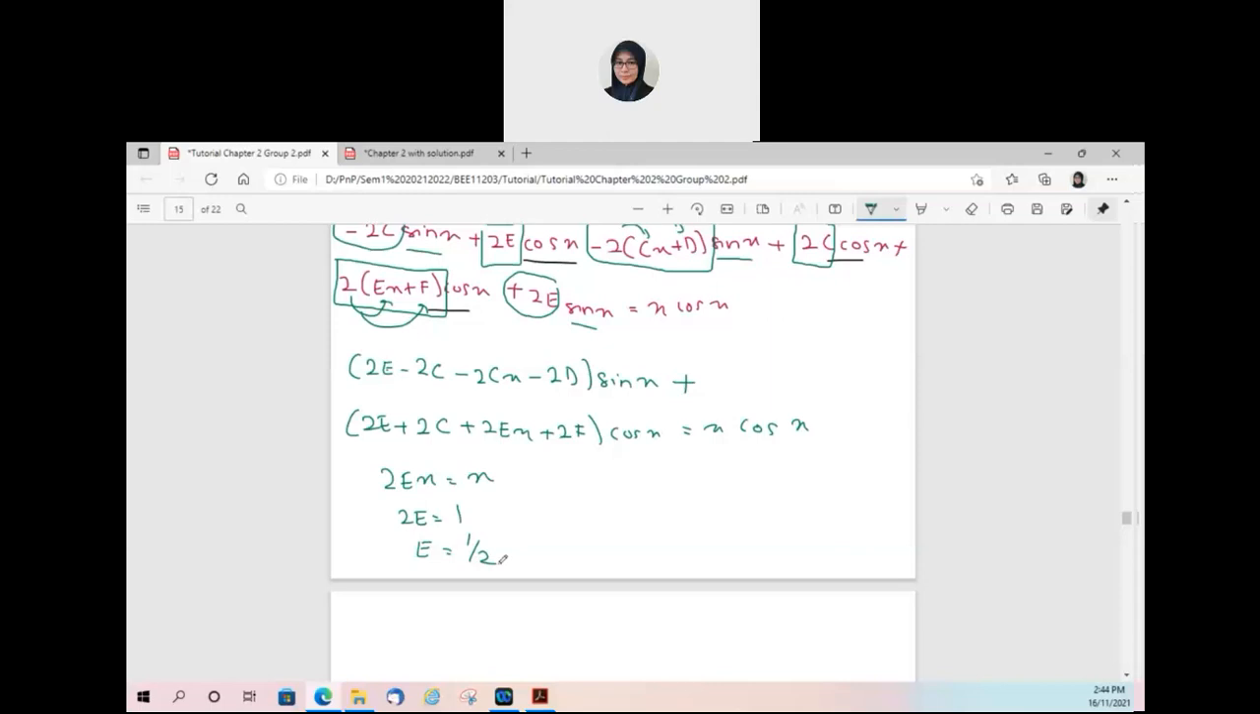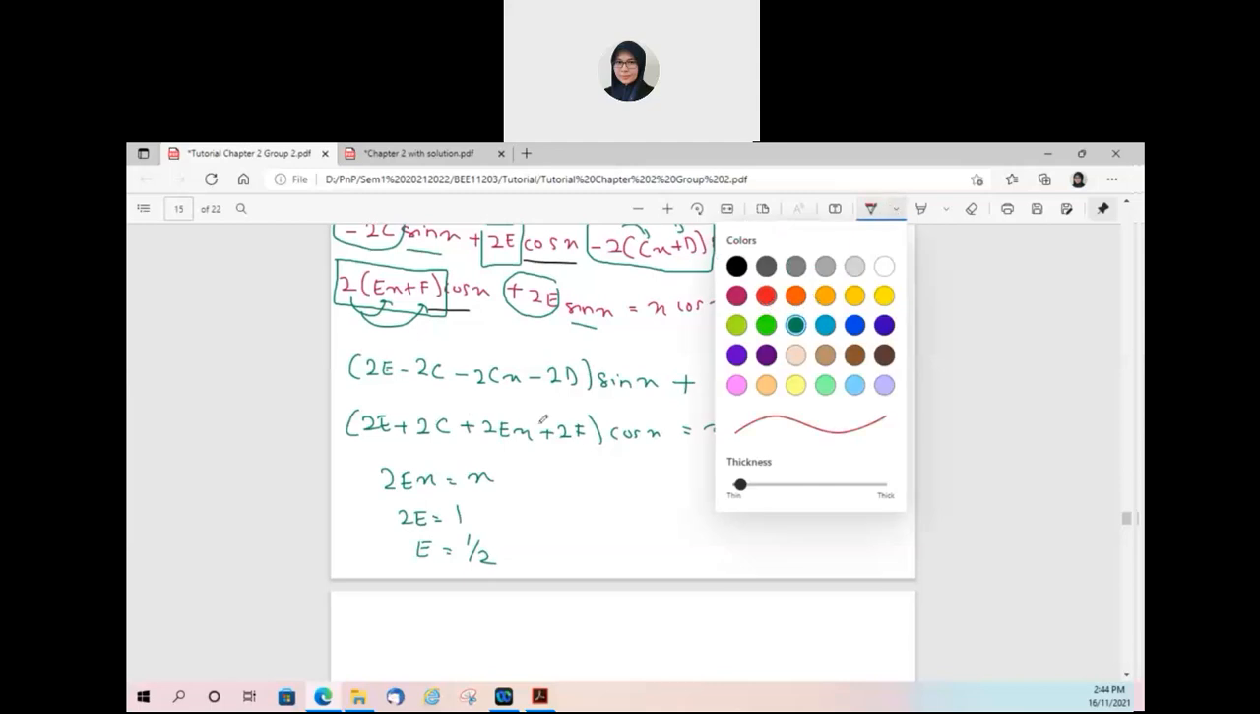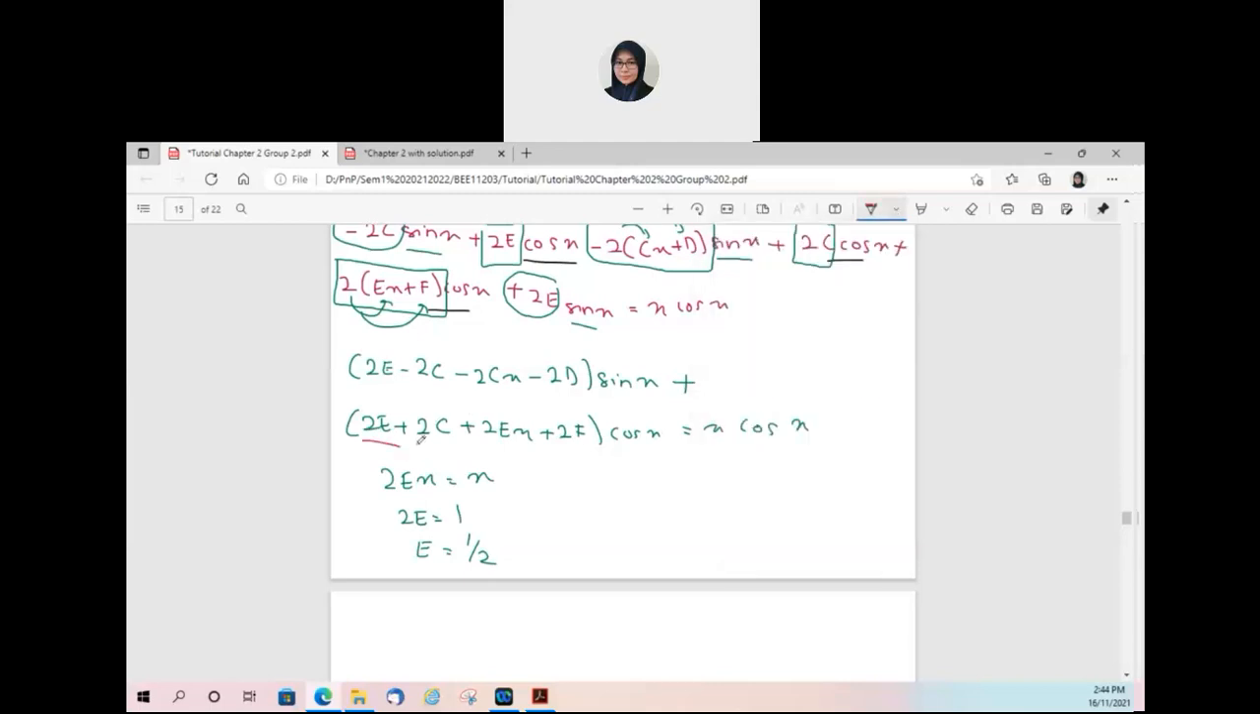Tak ada. Okay, next kita tengok. This one, and this one. We have here 2E plus 2C plus 2F equals to? Equals to 0.